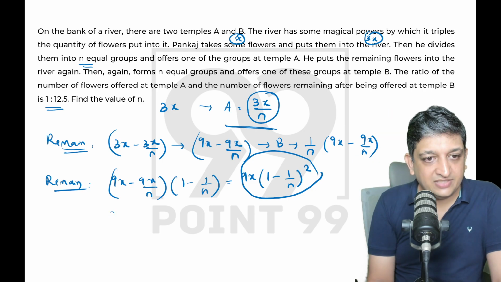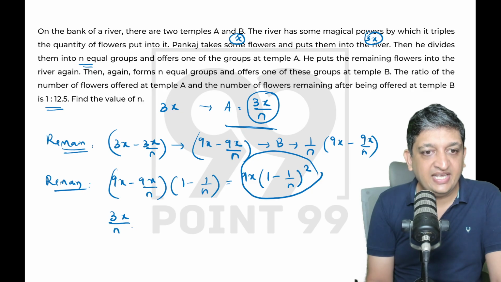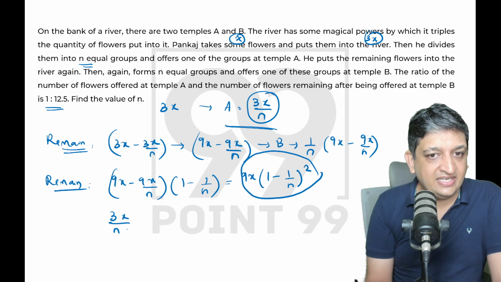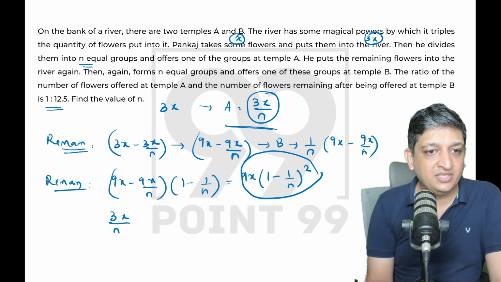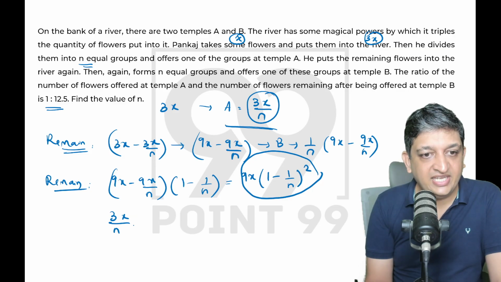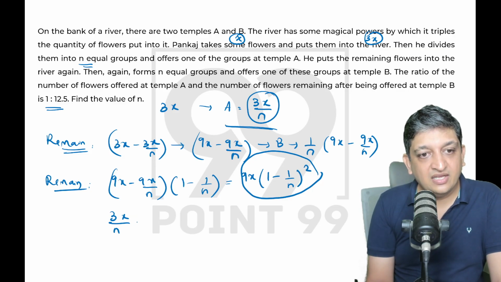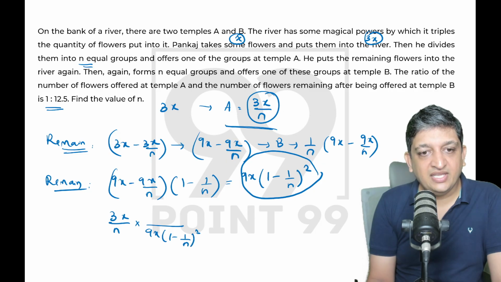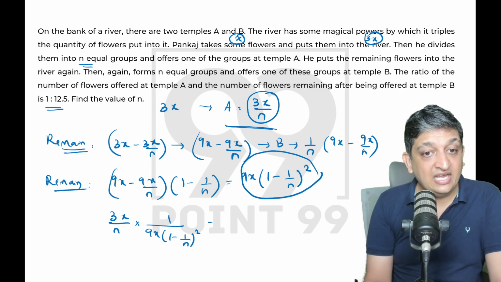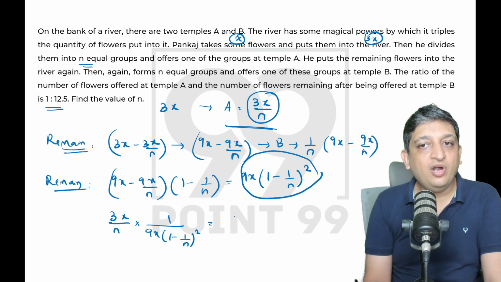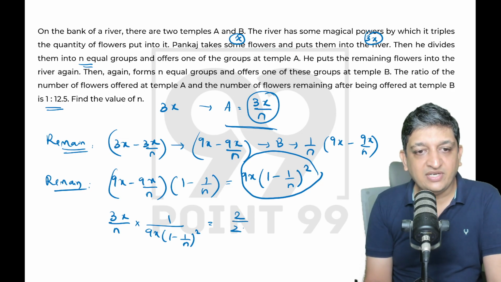So in this context, if I divide these things, I'll get 3x by n divided by 9x into (1 minus 1 by n) the whole square. So I'm basically going to get it in this form, right? 3x by n, and in the denominator, I am going to have 9x into (1 minus 1 by n) the whole square. So this is what we will get. And this I know is equal to 1 upon 12.5 or 2 by 25, let's say.